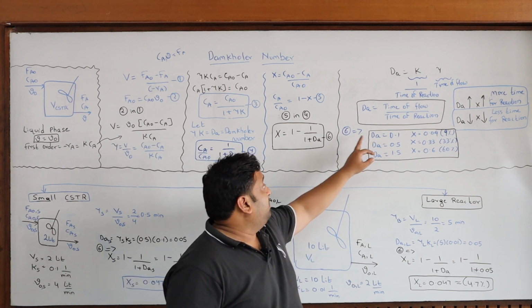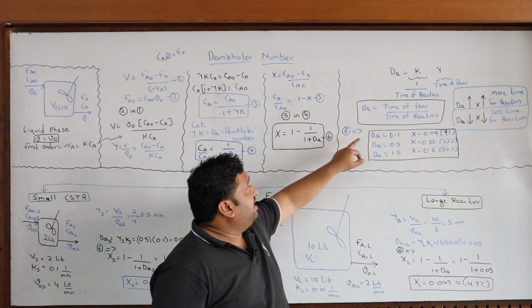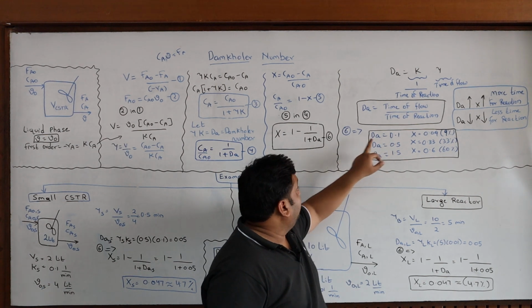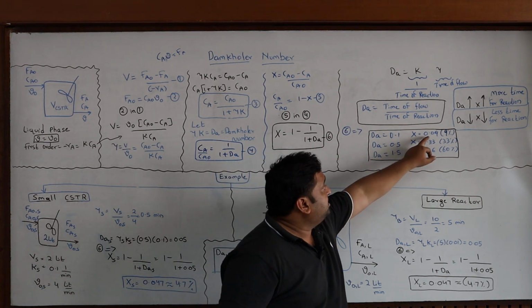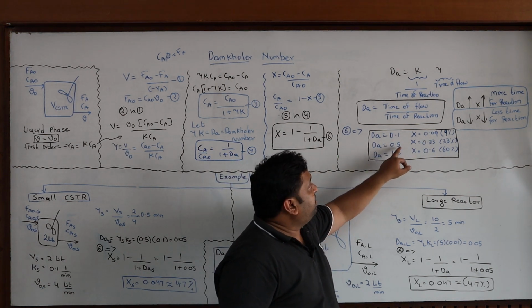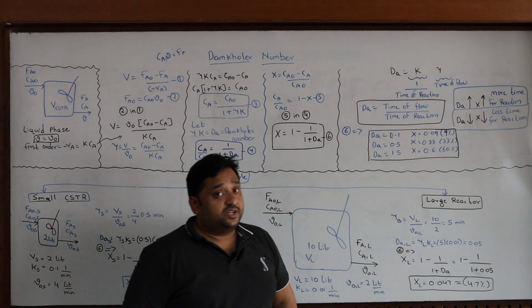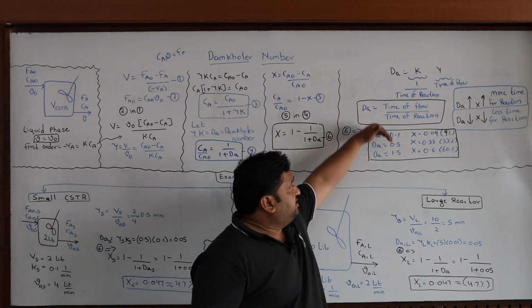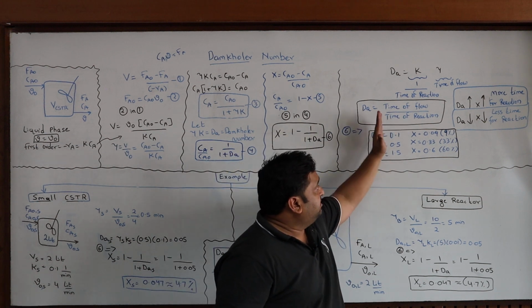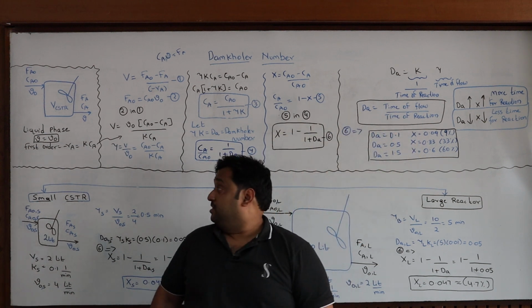That's what I have given as an example. I have substituted different Damkholer number values. For a Damkholer number of 0.1, the conversion using this equation is 9%. For a Damkholer number of 0.5, 33%. For a Damkholer number of 1.5, it is 60%. Okay? That means if you increase the Damkholer number, conversion increases. If you decrease the Damkholer number, the conversion decreases.